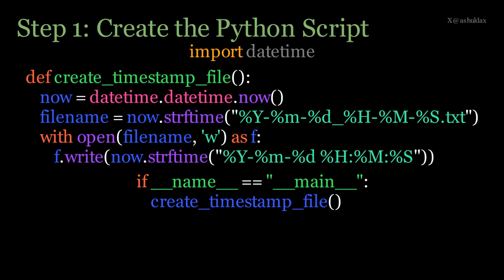Alright, just to recap one more time what we did. Number 1, we imported the datetime package. Number 2, we defined a function called create timestamp file. Now we got the current date and time using the datetime.now function, and we formatted the timestamp as YMDHMS and used it as the file name. Now we are going to open this file in write mode and write the timestamp inside that text file as the file content. Number 3, we call this function in a main block using if name equals main, to ensure the function runs only when the script is executed directly. So this process creates a new file named with the current timestamp and writes the timestamp inside it.